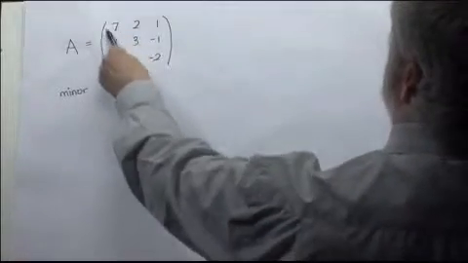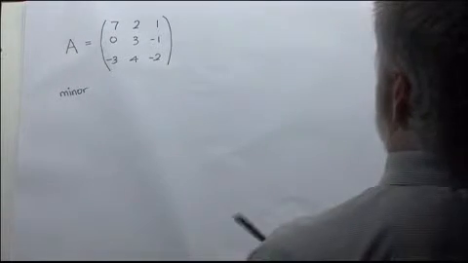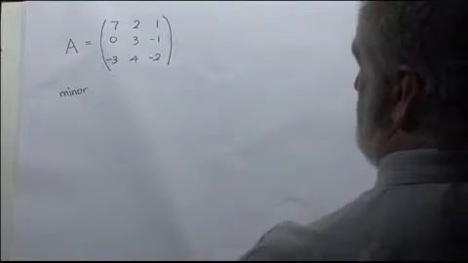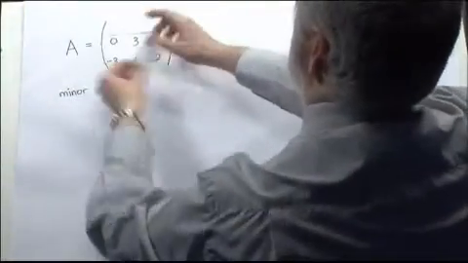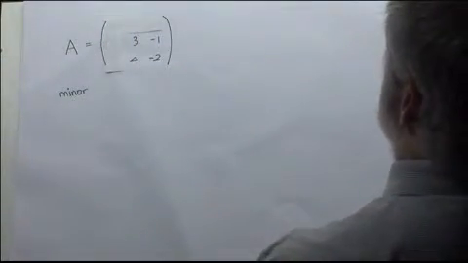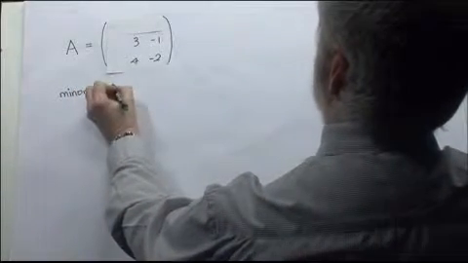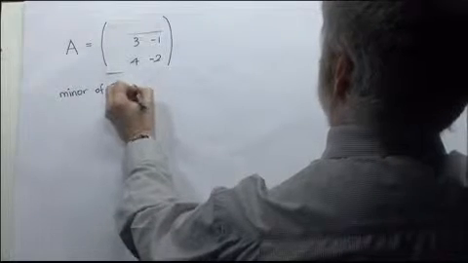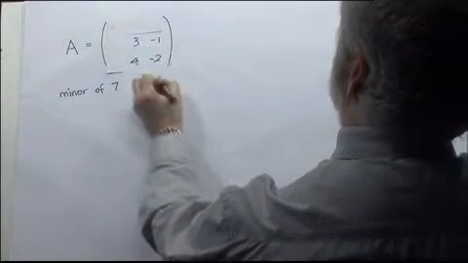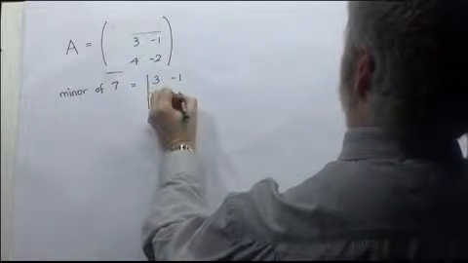So let's look at this element 7. This element 7 is in the first row and the first column. So if we cross out that row and that column, I'm going to hide them rather than cross them out, you see that we're left with a 2 by 2 matrix, and we can find the determinant of that 2 by 2 matrix. So the minor of the element 7 in matrix A is this 2 by 2 determinant with entries 3, -1, 4 and -2.